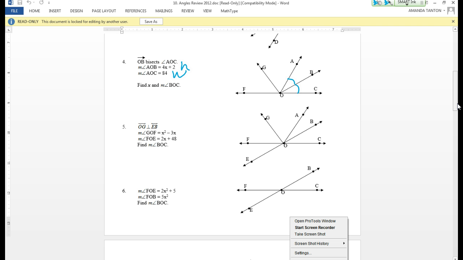Instead, we can either take our whole and bisect it, cut it in half, or we can take our half and double it. Is 84 easily divisible by 2? Yeah, so let's go ahead and bisect that. 84 cut in half, divide by 2, 42. So both of these angles are 42. So do you agree that now we can set this 4x plus 2, now we know what it equals. It doesn't equal 84, it equals 42. So 4x equals 40 and x is 10. Yes?